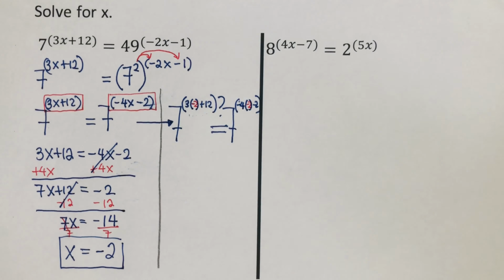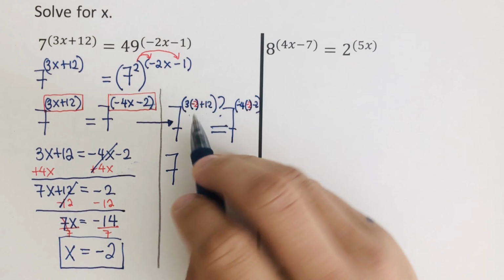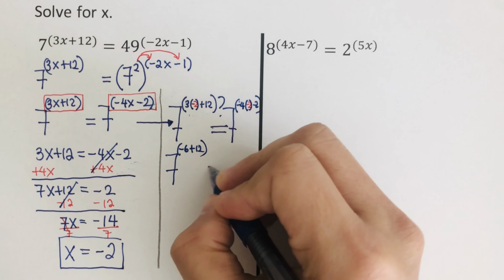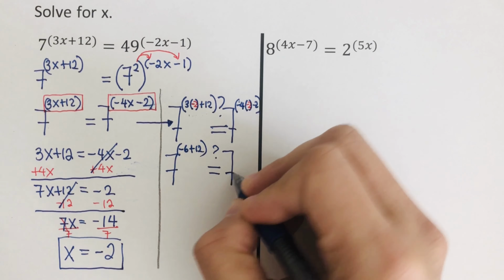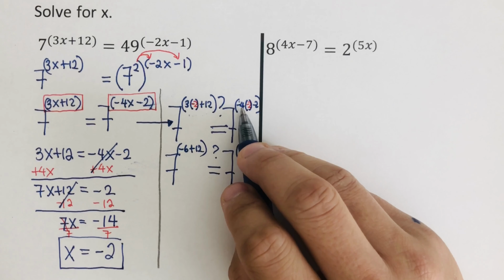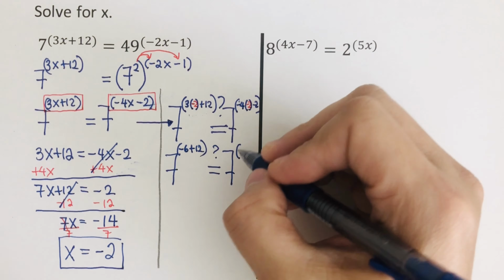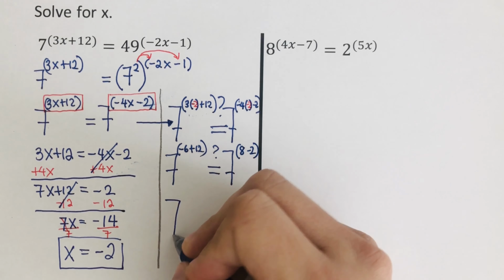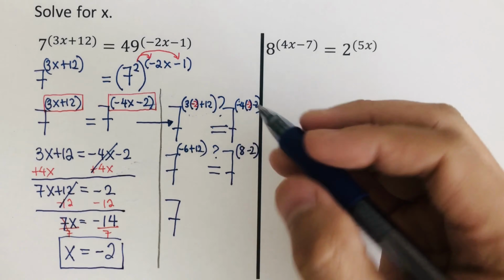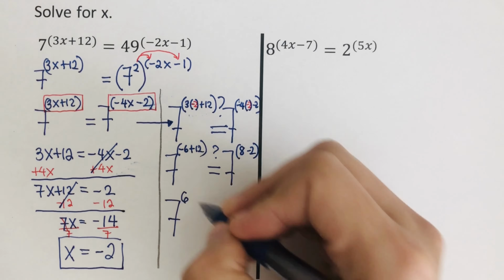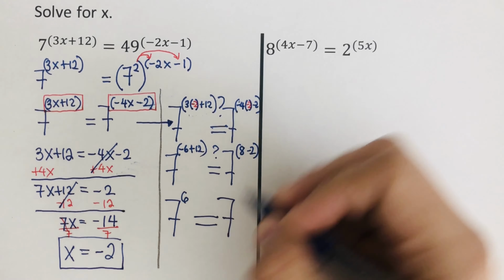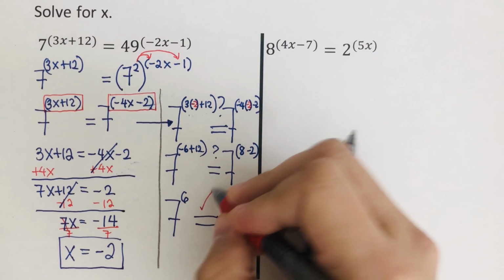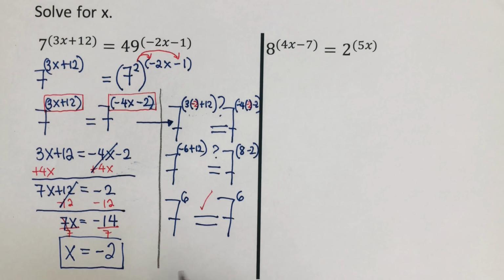So I'll put that in here, negative 2. So then this would come out 7 to the power of negative 6 plus 12. Is that equal to 7 to the power of negative 4 times negative 2 is 8 minus 2. So then we go ahead and simplify it. That would be 7 to the power of negative 6 plus 12 is 6. And that is equal to 7 to the power of 8 minus 2 is 6. And so we got both sides of the equation equal to each other.